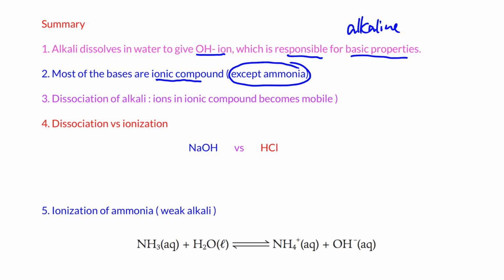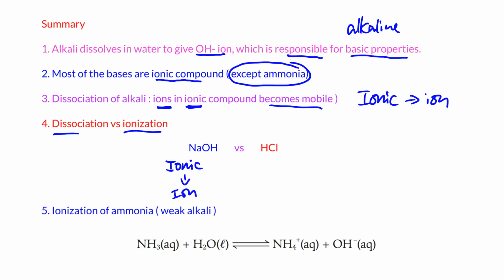Number 3, dissociation of alkaline. We have ions in the ionic compound become mobile. We are talking about an ionic compound becoming ions. For dissociation, we are talking about the ionic compound becoming ions. We call that one dissociation. But if we have a covalent compound become ions, we call this one ionization.